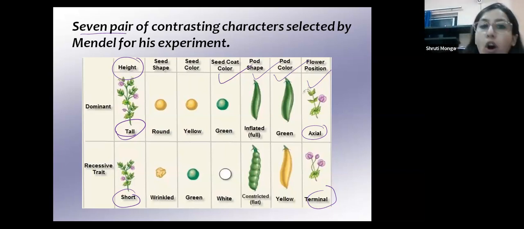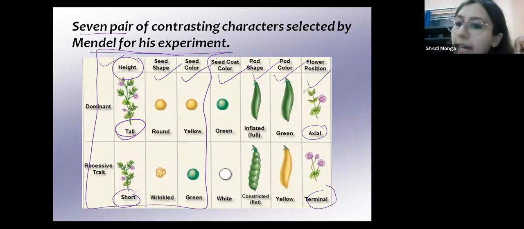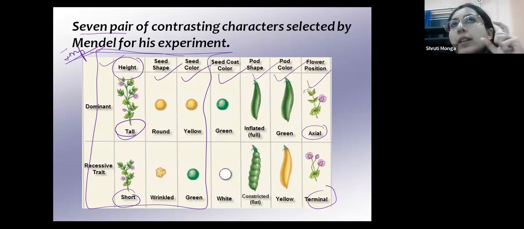In your NCERT syllabus for class 10, we will be talking about 3 contrasting characters, that is height, seed shape, and seed color. So we will be talking about these plants with contrasting traits. Now, this question is very important. This question is very important. What question? The question is: what were the contrasting traits of the pea plant that Mendel worked on?